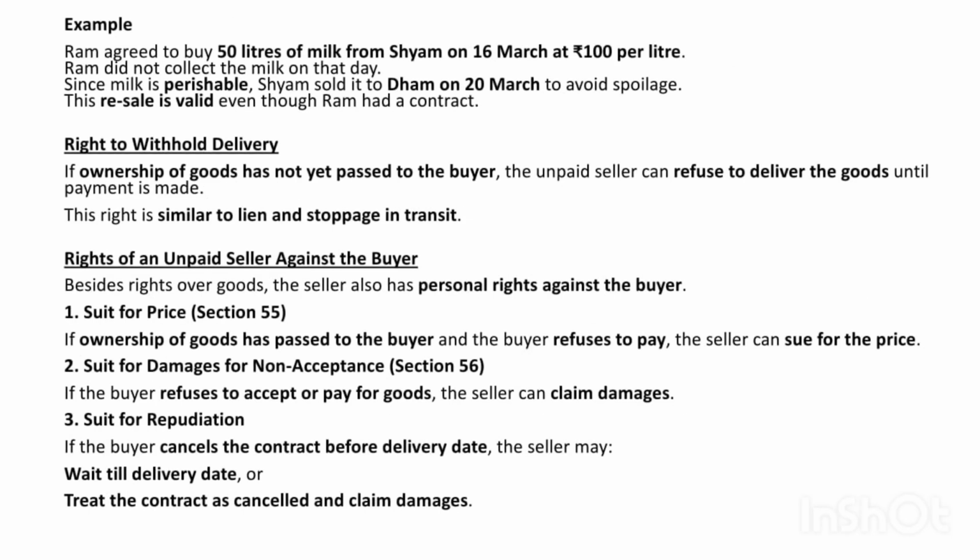Now we'll move on to the next topic, that is the right to withhold delivery. This is a basic right before we get to lien. If ownership of goods has not yet passed to the buyer, the unpaid seller can refuse to deliver the goods until payment is made. This is a common issue. If property still belongs to the seller, he need not give goods on credit.